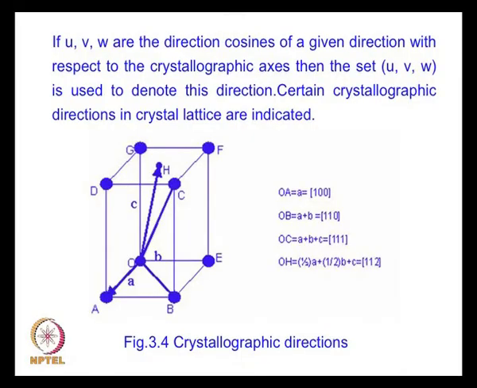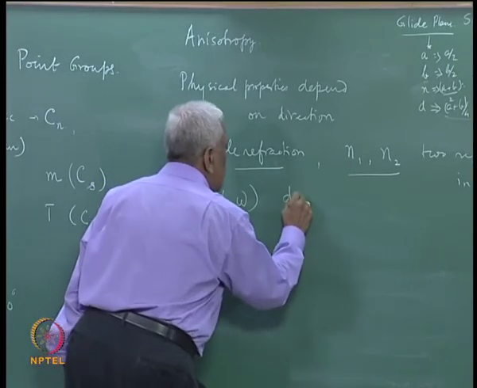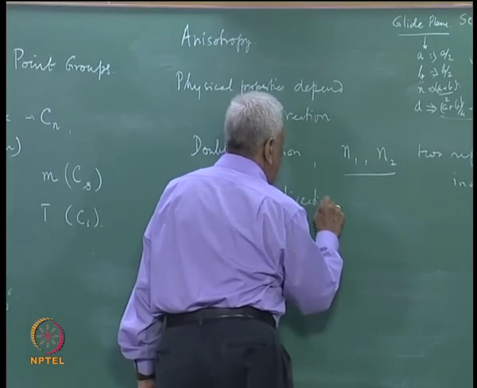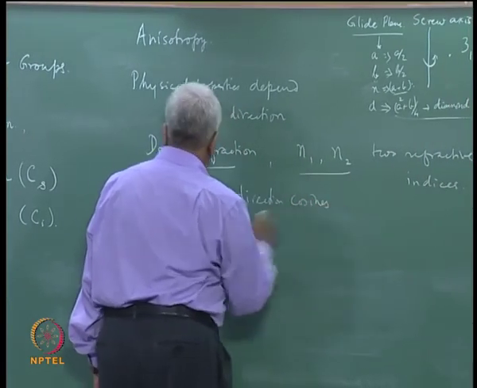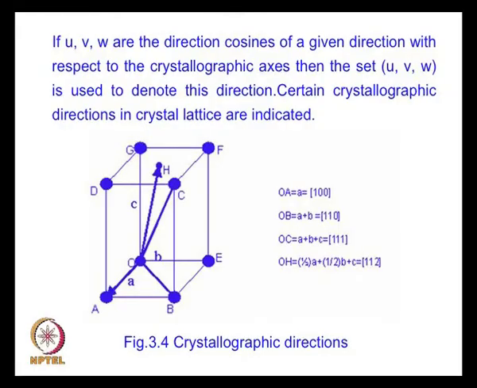A given direction is always associated in three-dimensional space with u, v and w, which are the direction cosines of this direction with respect to the crystallographic axis. So, the set u, v, w, which are the direction cosines, are used to denote the given direction. For example, in the figure, the different crystallographic directions 1 0 0, 1 1 0, 1 1 1 and 1 1 2 are shown.